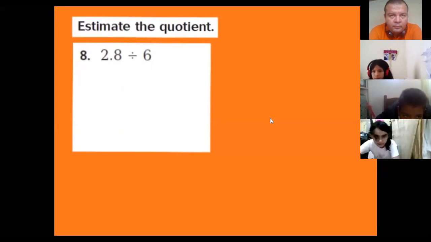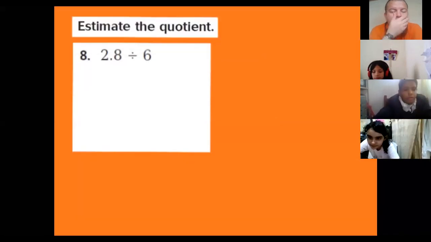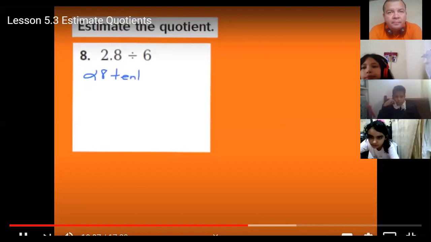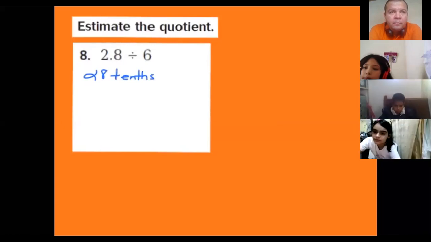So what I'm going to have to do is rename 2 8/10 as 28/10. So I'm going to write down 28/10. So 2 8/10 has now become 28/10. Now, I'm still trying to think about compatible numbers, numbers that are easy to compute mentally. When I look at the number 28, I know that 28 is close to the number 30. So I'm going to turn my 28/10 into 30/10.